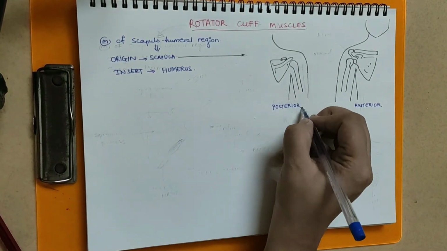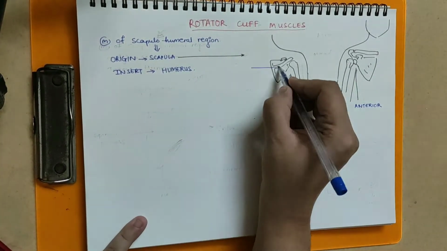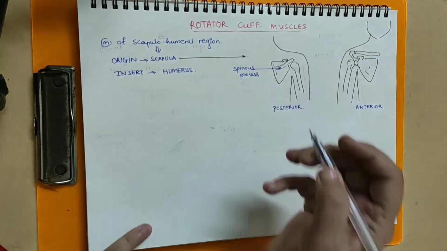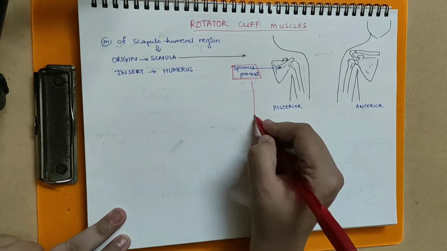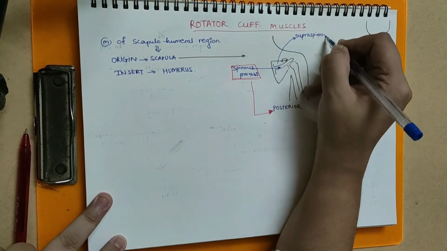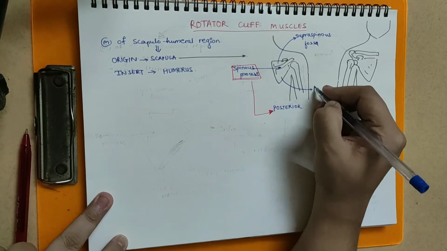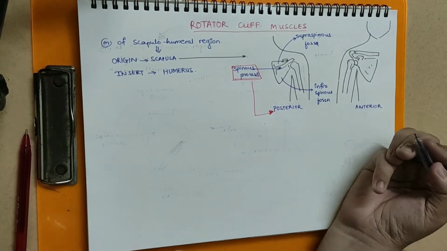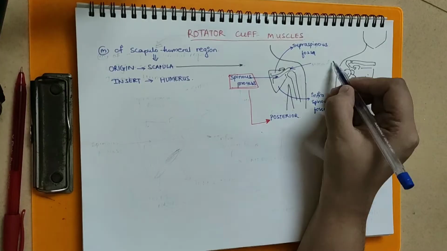This is the anterior view, this is the posterior view. Posteriorly, the scapula has a process called the spinous process, which is the characteristic to identify the side of the scapula. Above the spinous process is the supraspinous fossa, below is the infraspinous fossa.